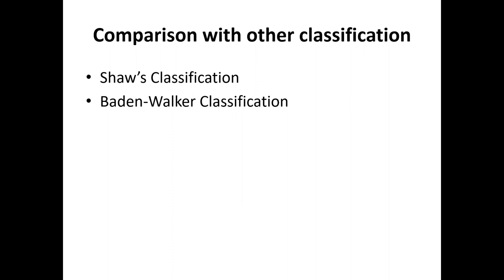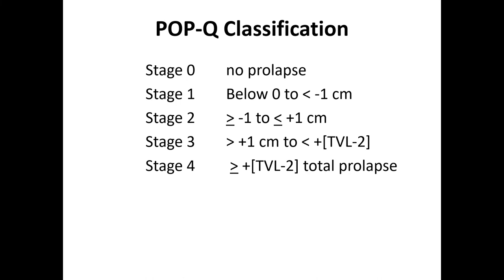Now to compare this POPQ with the other classifications, we have compared this one with the SHORTS classification and the Baden-Walker classification. POPQ classification, just a remembrance of what we have learned right now. Stage 0, no prolapse. Stage 1, below 0 but well above the -1 centimeter. Stage 2, within the -1 and the +1 centimeter of the hymen. Stage 3, more than the +1 centimeter but less than plus TVL -2. Stage 4 is more than or equal to plus TVL -2.